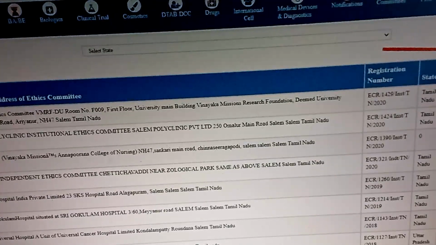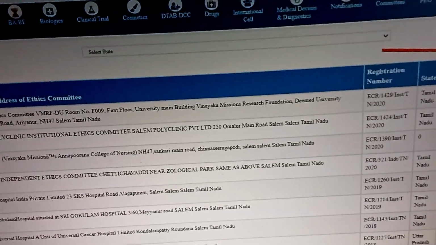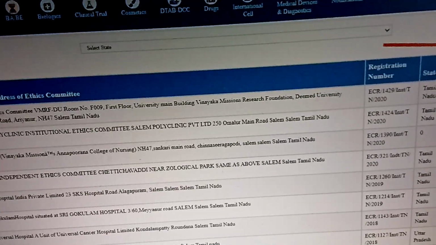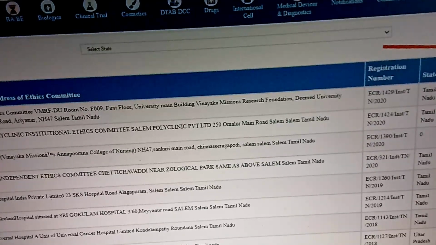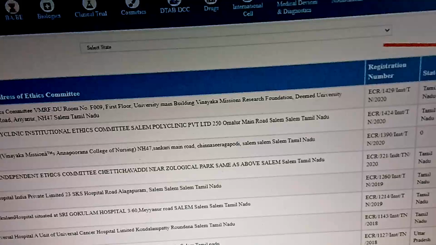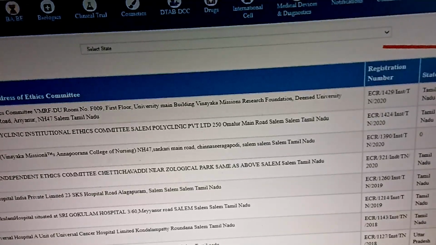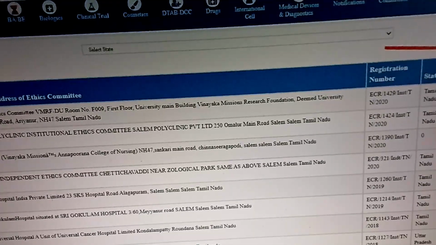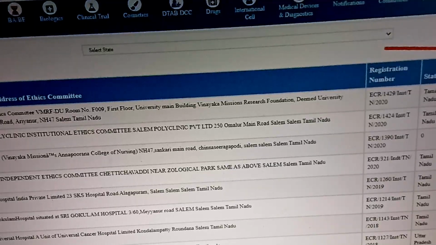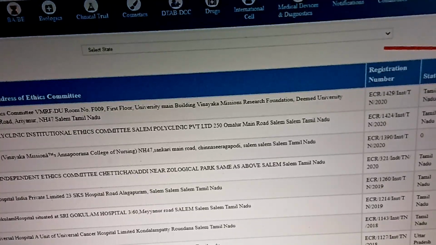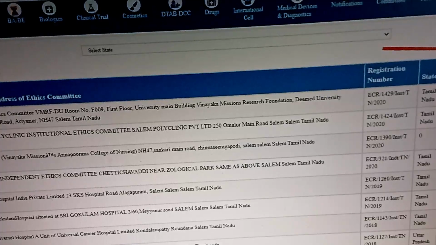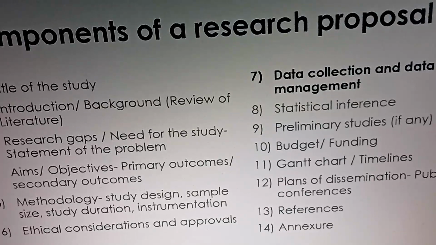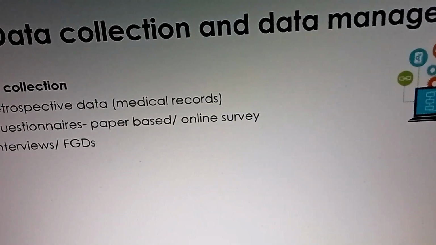Usually, academic institutions, say I was at Manipal, the Manipal Academy of Higher Education sits for the ethics committee every month. But I was also at Sankara Nethralaya, where the ethics committee sits only once in 3 months. So depending on the requirement, you have to connect with the ethics committee, get their details, and submit your proposals. That's again a different process as such. So coming to the next point, that is data collection and how you are going to manage the data.